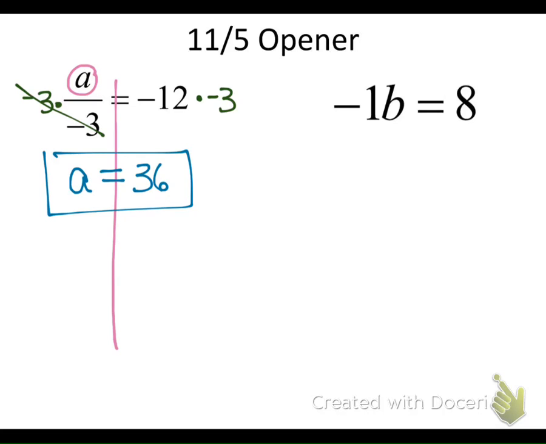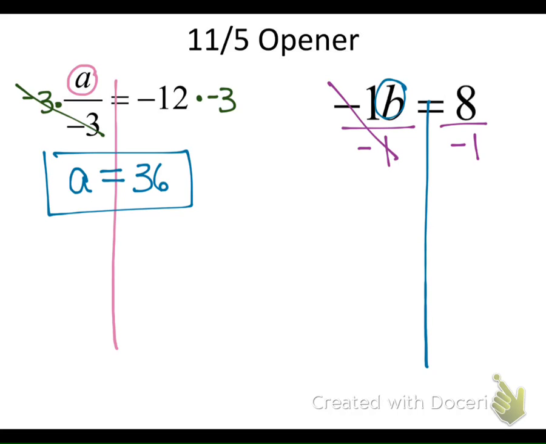Let's look at the next one. We have -1b equals 8. First thing I do is circle my variable and draw my line of equality. My goal is to get that b by itself. Jalen, how am I going to get the b by itself? Anytime a number touches a variable, it means to do what? Multiply. So what's the opposite of multiplication? Division. So I have to divide each side by what number? -1.